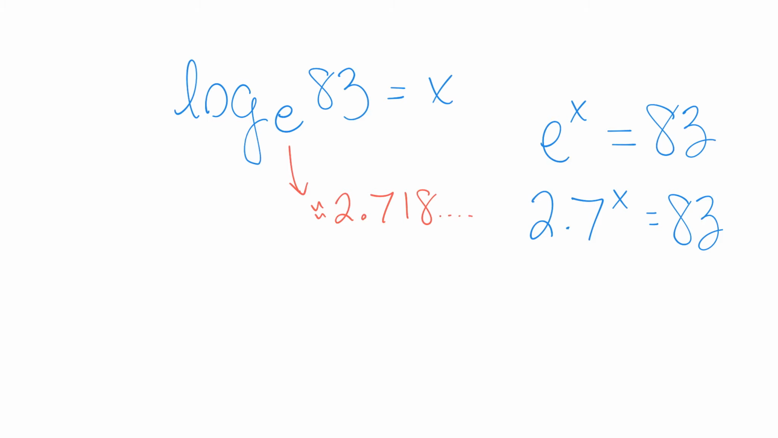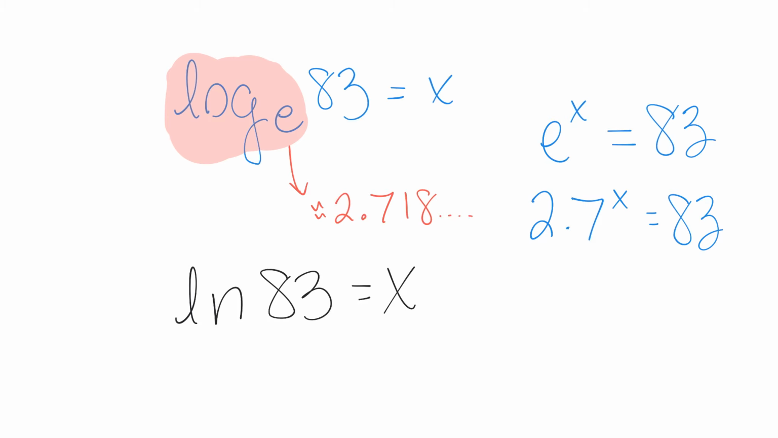Now, the log base e is so common that it gets its own name. When you take a logarithm with the base of e, we refer to that as the natural log. So this is the same as writing ln 83 equals x. This is the exact same thing. That ln represents a logarithm with a base of e. So same deal, we can still rewrite that as e to the x equals 83. It's just the natural log. So let's look at some examples of this.